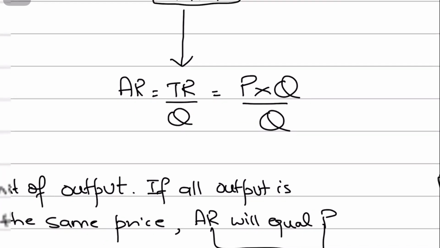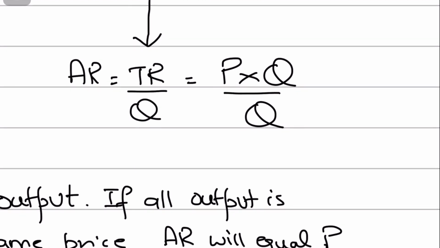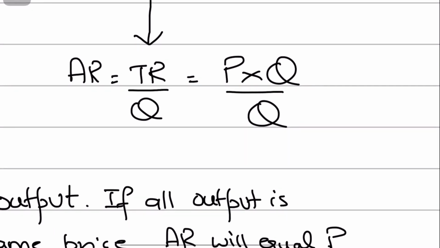So mathematically, it will always be equal to price. Average revenue is total revenue divided by quantity, and total revenue could also be written as price times quantity. So total revenue divided by quantity is price times quantity divided by quantity. The quantity cancels, and you're left with only price. So average revenue always equals price, right?